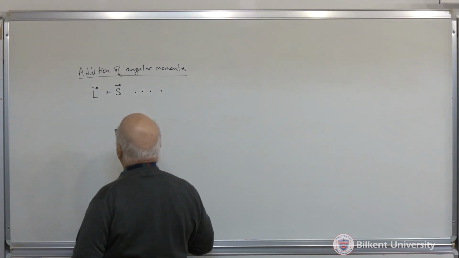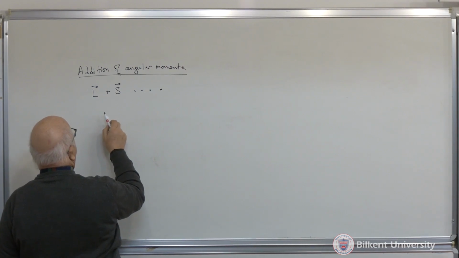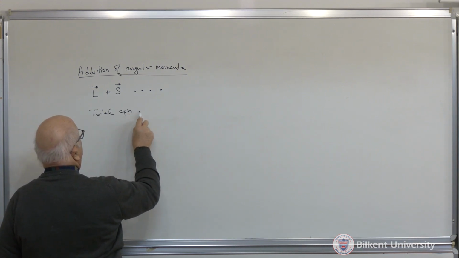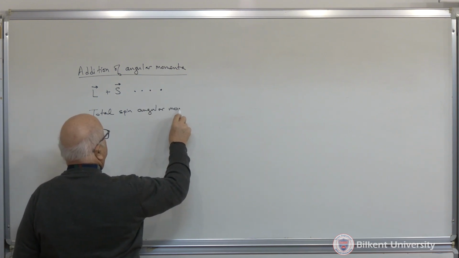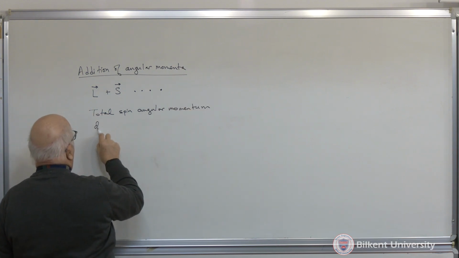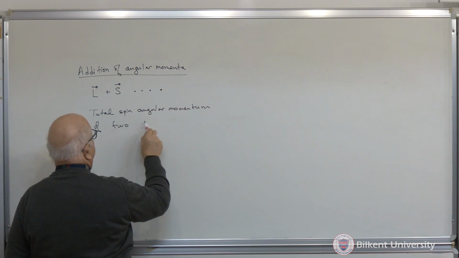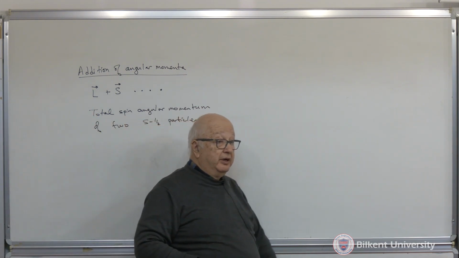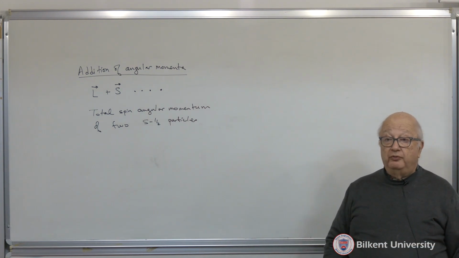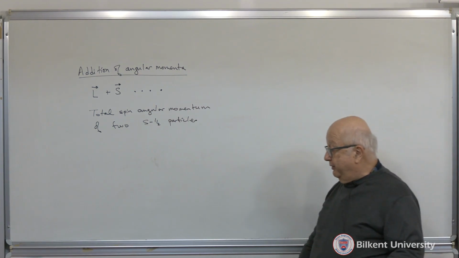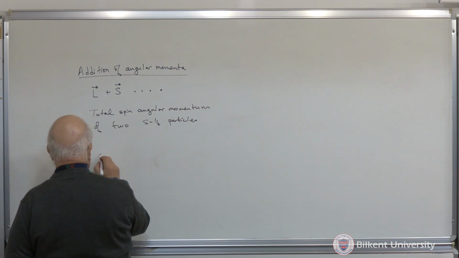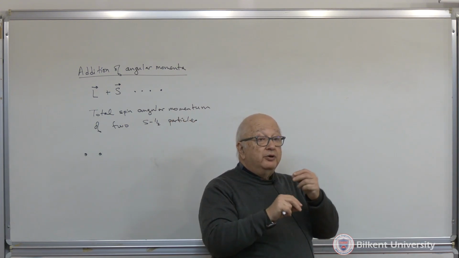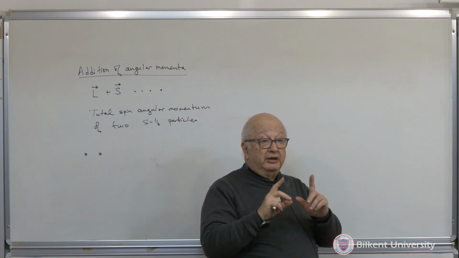So what we'll do is look at the total spin angular momentum of two spin 1/2 particles. So these are perhaps two electrons. I'm interested in what the total angular momentum of two electrons is. So I have one electron here, another electron there. You see, I'm not looking at the orbital angular momentum. I am not looking at how they are rotating around one another or anything like that. I'm looking at the total angular momentum.